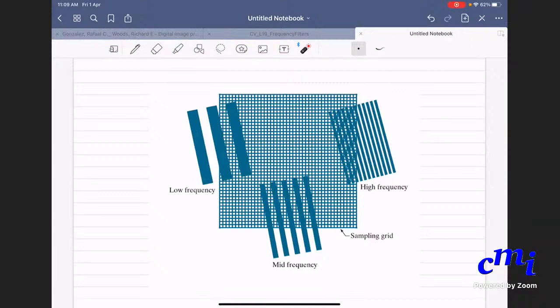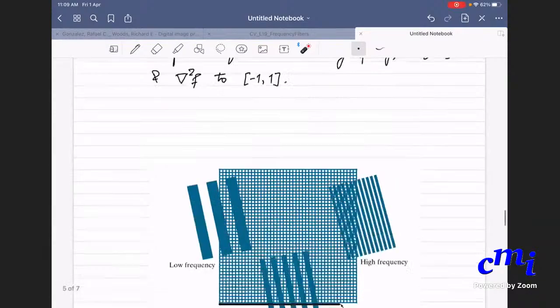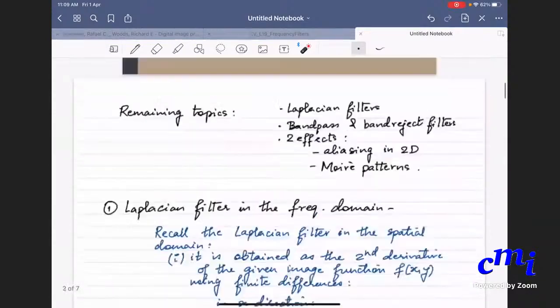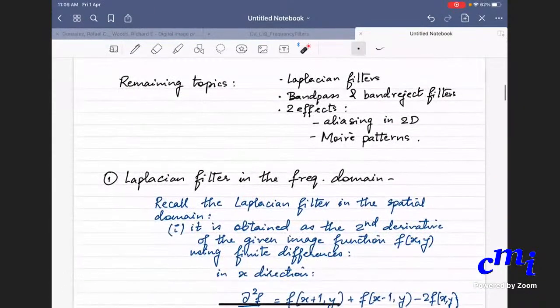So these were the 4 things that I wanted to talk about: Laplacian, bandpass, bandreject, and these 2 patterns. With this, I'm going to say that our discussion of filtering in the frequency domain is going to end, and we are going to move on to feature detection.